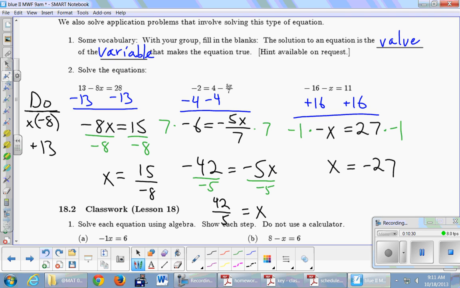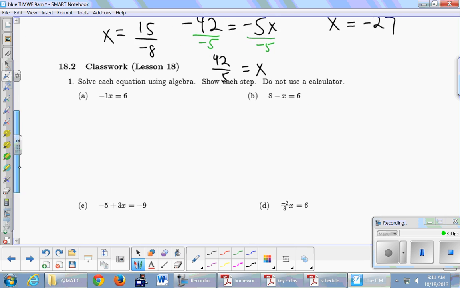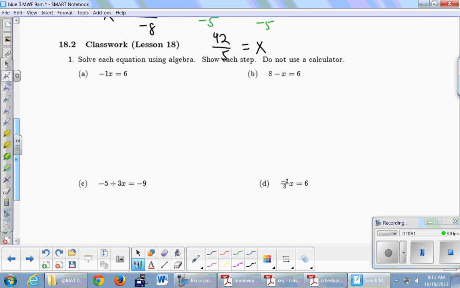But I just think it's probably a little bit more accurate for folks to do 27 times negative 1 than 27 divided by negative 1. I just feel like multiplication is easier than division. Either way is fine. Any questions on those? Okay, so classwork is here. Lots of time to work through all the problems, so give it a shot. We'll come back together in a little bit.